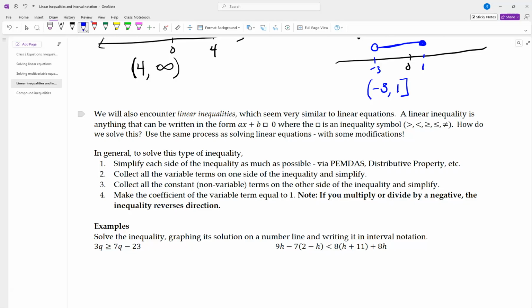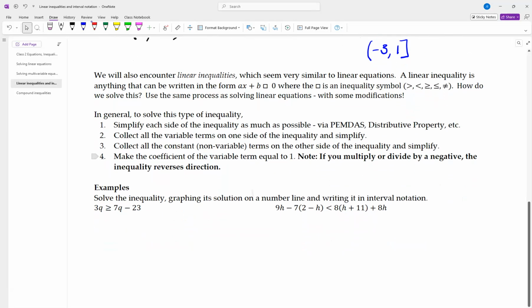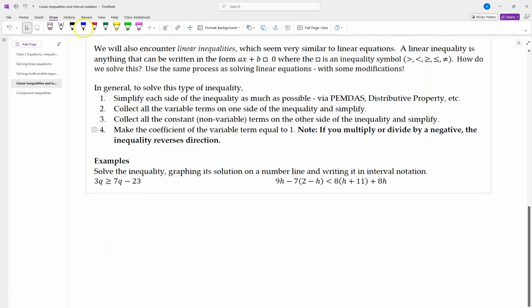And so the process is the same. I'll let you read it. The one thing that I want to stress is at the end, when you're trying to isolate the variable and you need to get that coefficient to be 1, if you end up multiplying or dividing by a negative, the inequality reverses direction. Okay, let's see that actually in our first example.